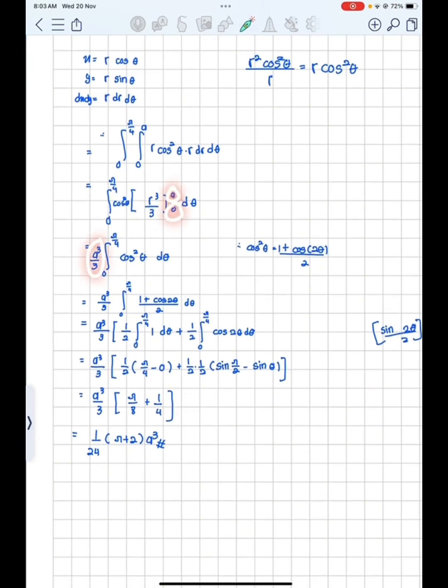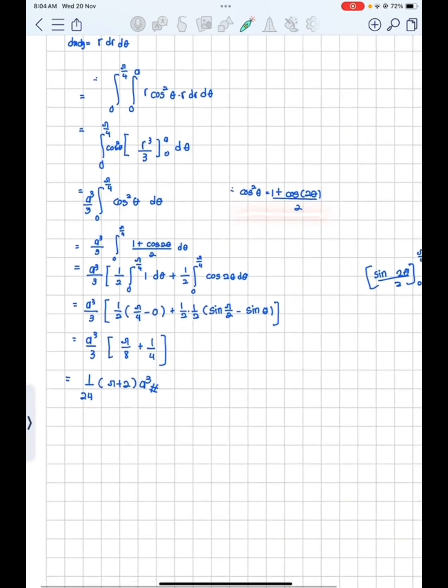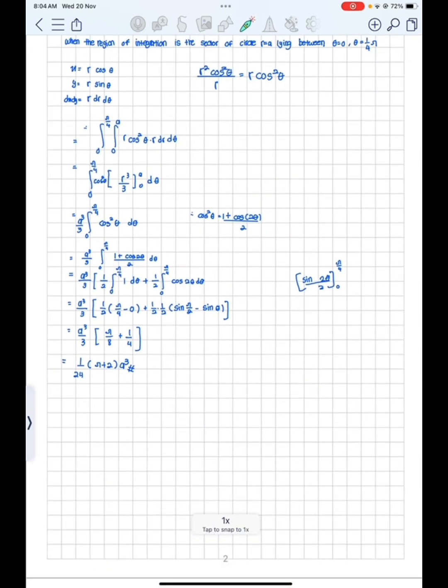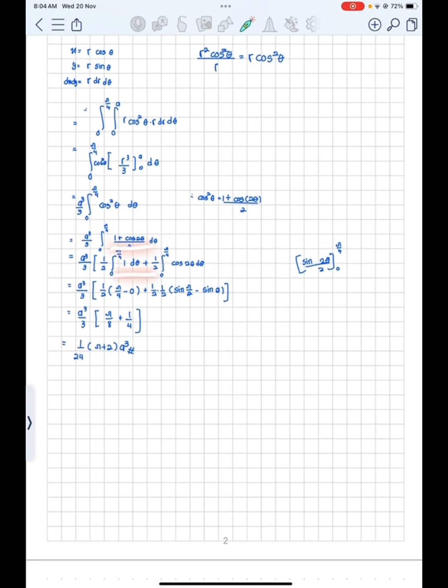and after that you need to integrate with respect to this. So you can use a trigonometry identity to get this, and then just integrate as usual. And for the final answer, you will get 1/24 pi plus 2 a cubed. So that is all.